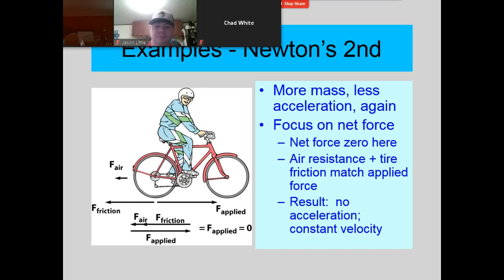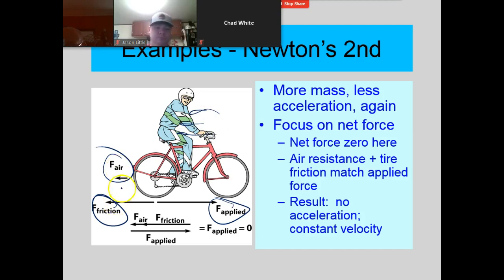Here we go. Here's the guy on the bicycle, okay? If he is pedaling along, exerting a force that's moving the bicycle forward, that's the applied force. He's hitting resistance, friction with the road and air resistance, both of those. Now, if he's sitting up like that, he's got quite a bit of air resistance, especially if he's going very fast. He's not very streamlined.